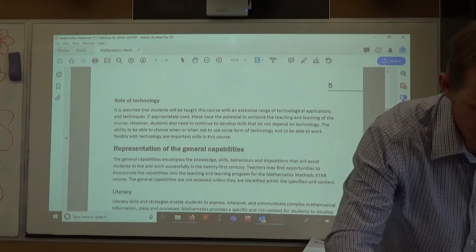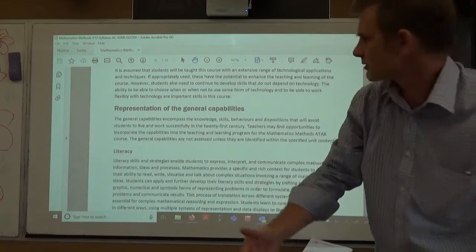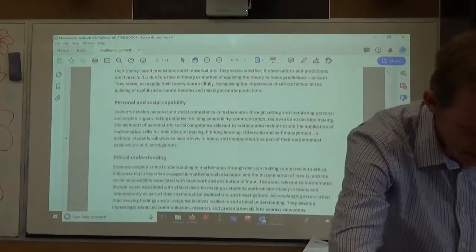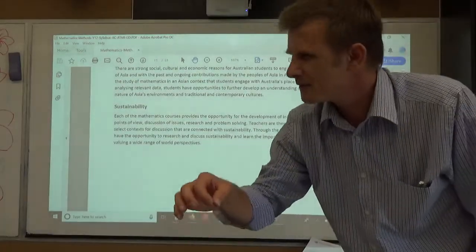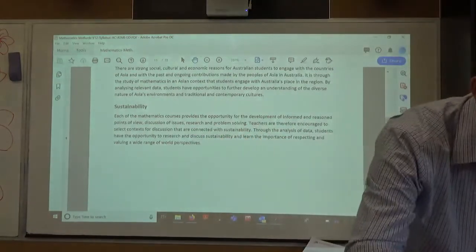Just below there, it has a whole lot of extra stuff: general capabilities, literacy, numeracy, IT, ethical understanding, lots of good important stuff there. For the specifics of maths, not great, but they're there, have a read of them.